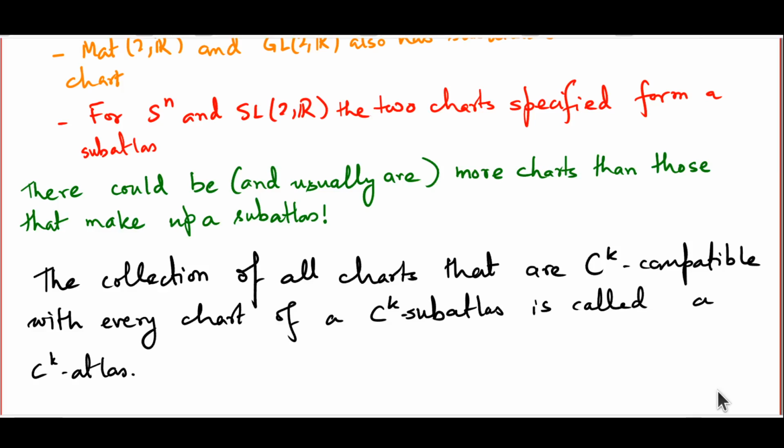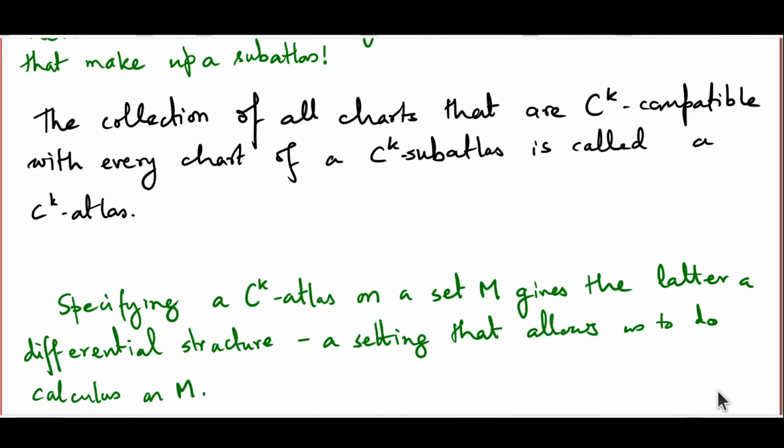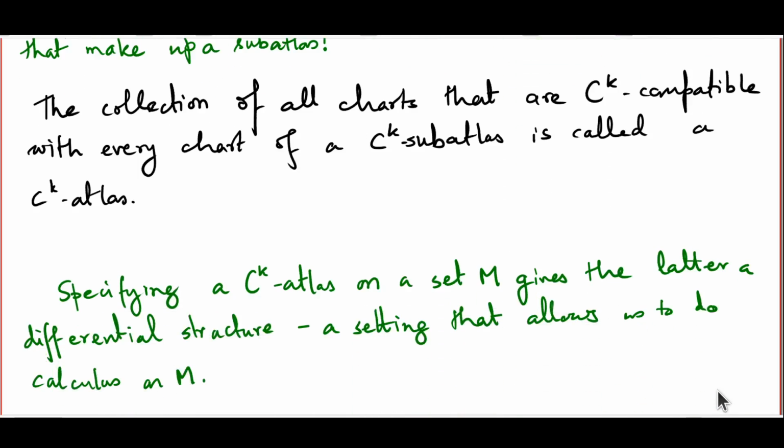And this is what we mean by providing a differential structure on a set. Specifying a C^k atlas on a set M gives a differential structure. This is a setting which allows us to do calculus on M, and in a way it allows you to do that independent of the particular charts you are using.